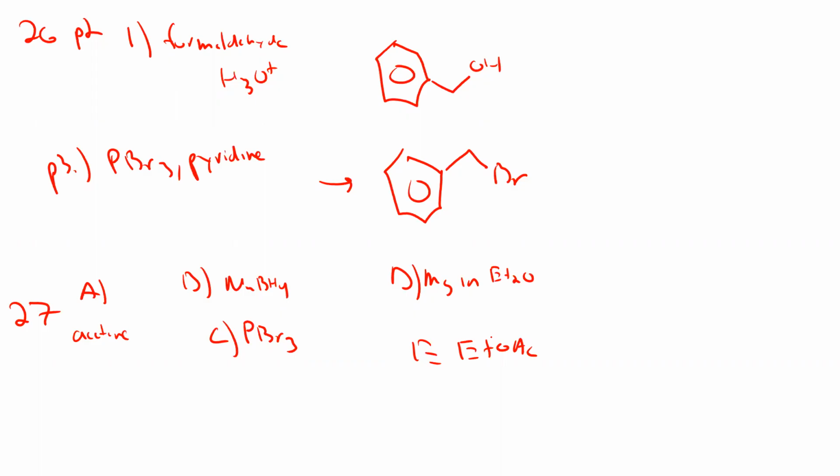So that's what we have then. So EtOAc is ethyl acetate. Sorry about that. That's 27. And that's it.